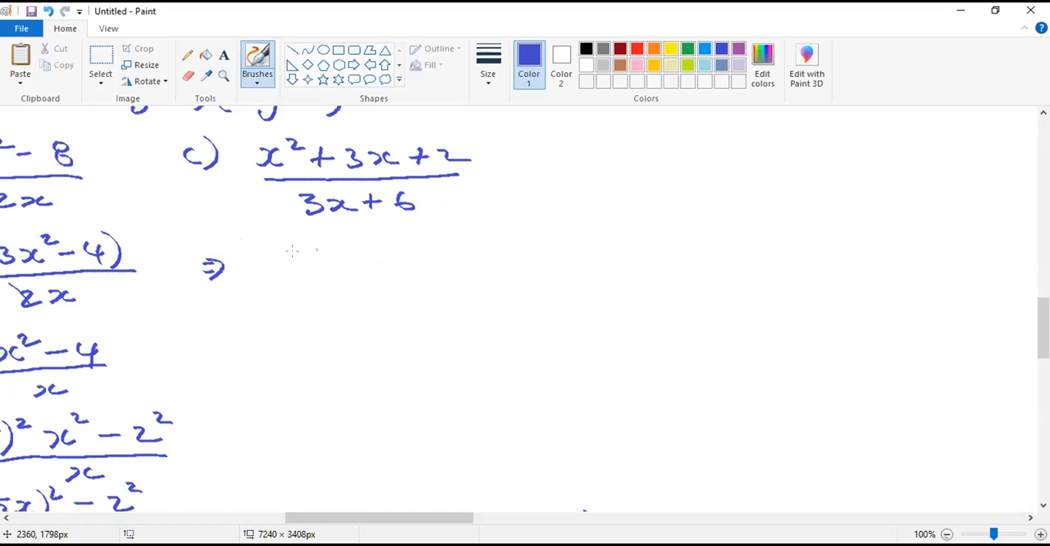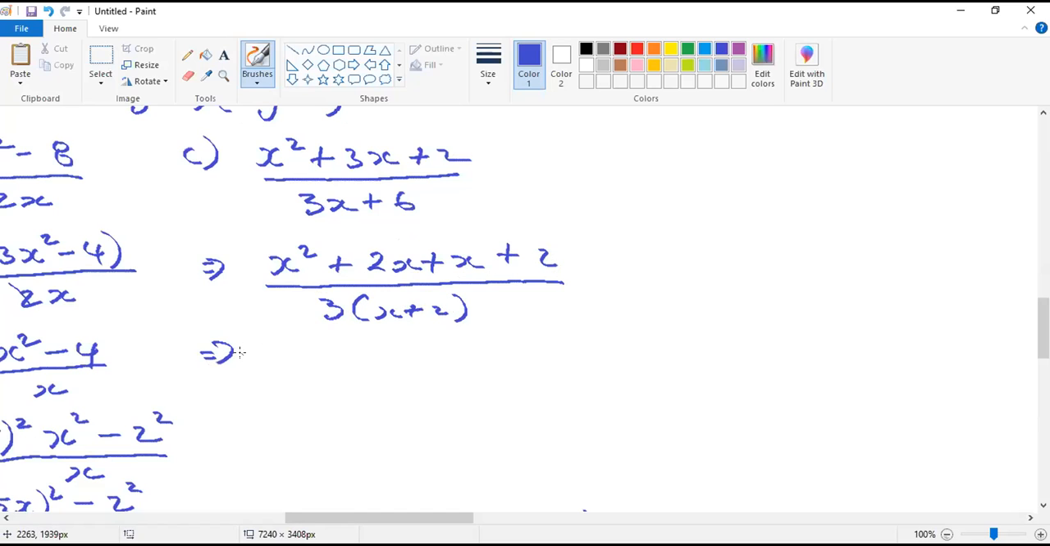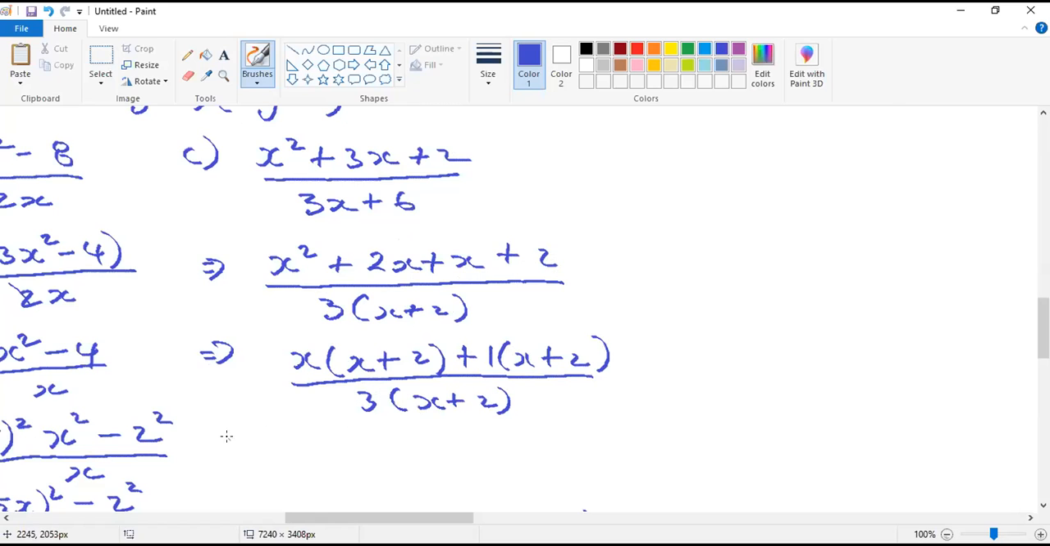So we'll look at the numerator. We've looked at these kinds of questions before. The factors of AC are 2 and 1, so 2 times 1 is 2 and 2 plus 1 is 3. So we can say x plus 2 times x plus 1. The denominator, now we can factor out the 3, and we put 3 times x plus 2. Something is already going to cancel. So cancel, cancel.